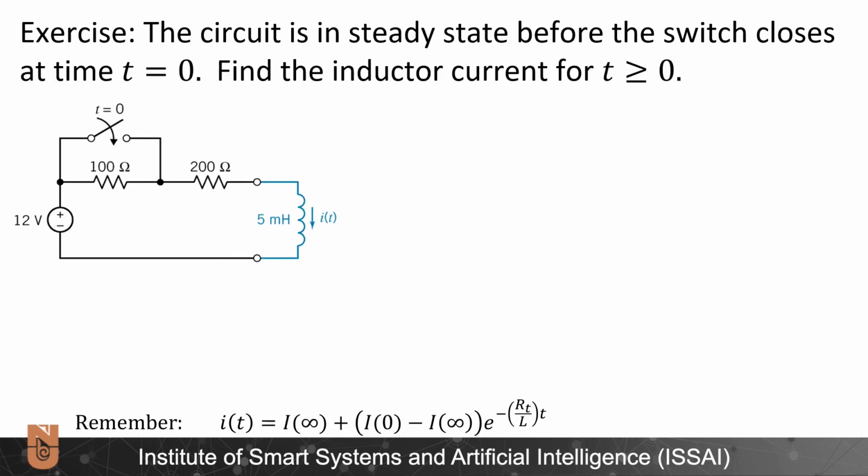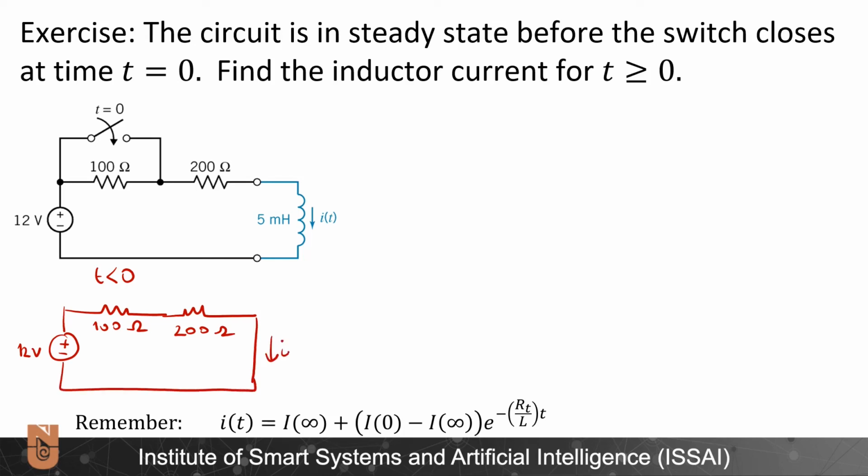The circuit is in steady state before the switch closes at time t is equal to 0. Find the inductor current for t greater than 0. Now, when I look at this circuit, what I observe is before the switch closes, the inductor is in steady state, behaving like a short circuit. And the equivalent circuit for t less than 0 will be 12 volts here, 100 ohms, 200 ohms, a short circuit and current I flowing through that, and the circuit is closed.